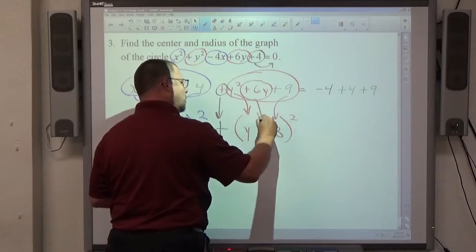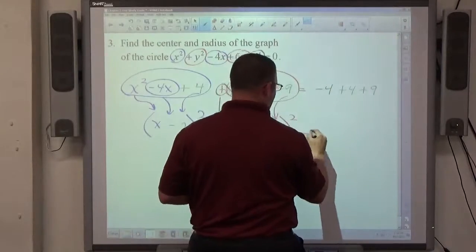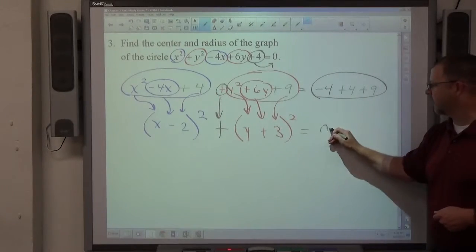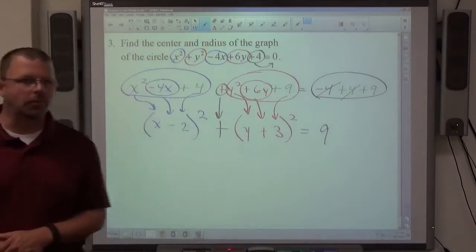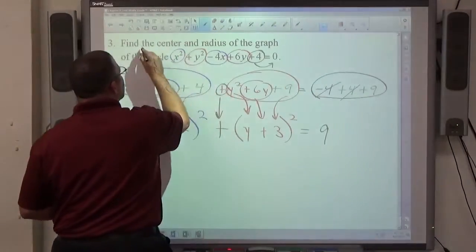This is positive, so we put a plus. Then we put equals, and whatever these things add up to, we get down here. Negative 4 plus 9 is equal to 9. Those cancel, leaving 9. So that gets us to standard form.